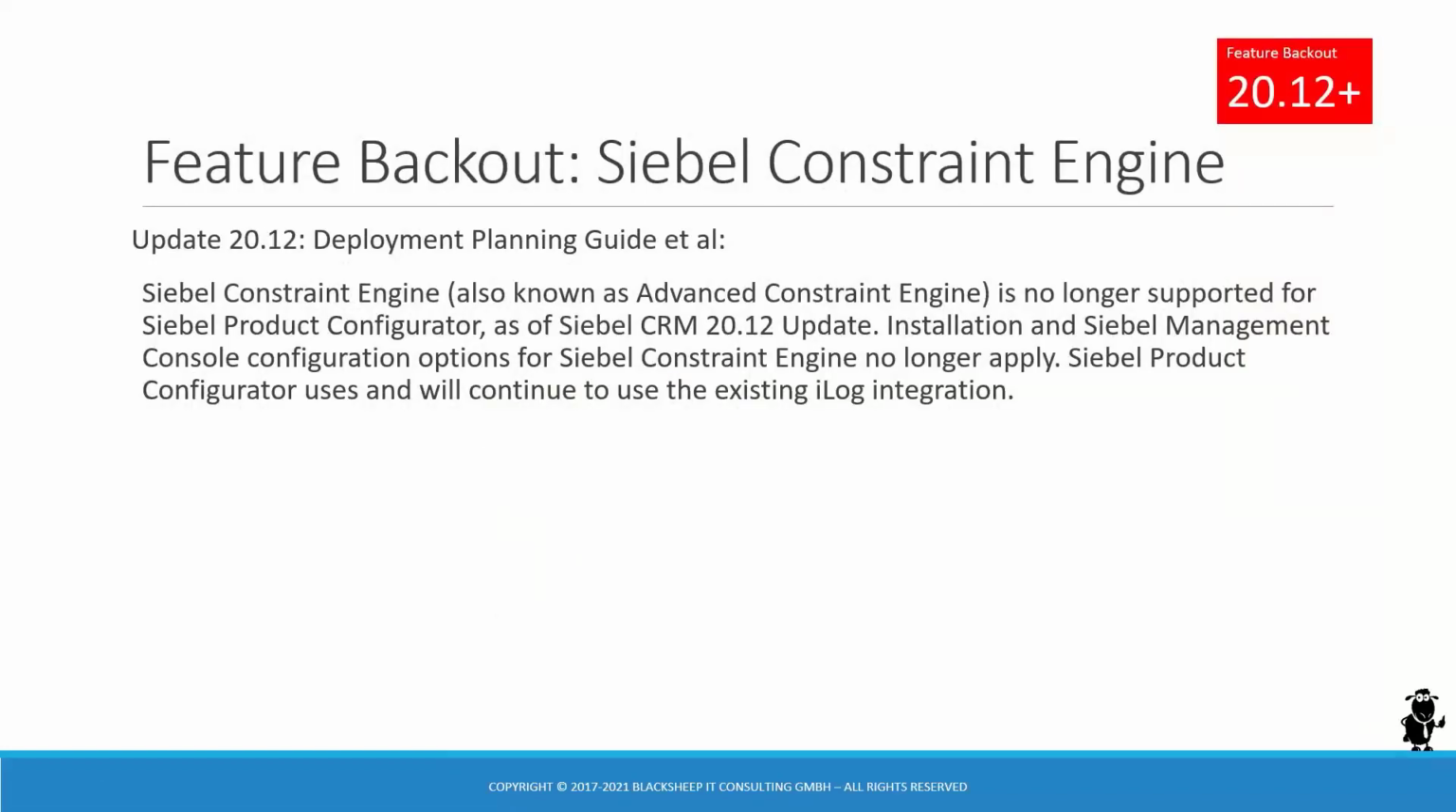And 20.12 also saw a premiere of sorts. It was a feature backout. That feature backout actually means a feature that was announced or already available as a developer preview is no longer available. And that is a first in Siebel 17 Plus. And the feature that was culled was the advanced constraint technology or advanced constraint engine. A quote from the deployment planning guide of 20.12, so this is a verbatim quote of what Oracle is saying: The Siebel constraint engine is no longer supported for Siebel product configurator as of 20.12.